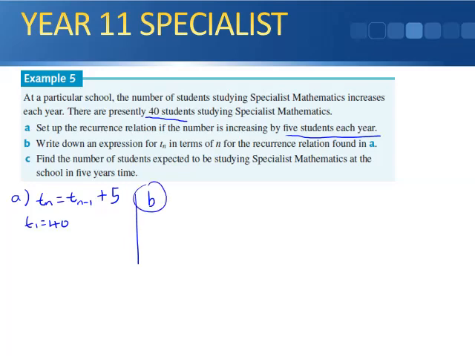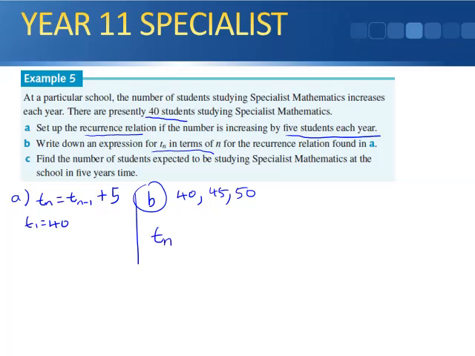Part B, write down an expression for t of n in terms of n. So this part A, we just worked out the recurrence relation. This is t of n in terms of n. So we don't have the n minus 1 or the n plus 1. We have it timesing by n. So if I look at it, my terms are 40, and I add 5 because that's what's happening, so 45, and I add 5 again, so 50.